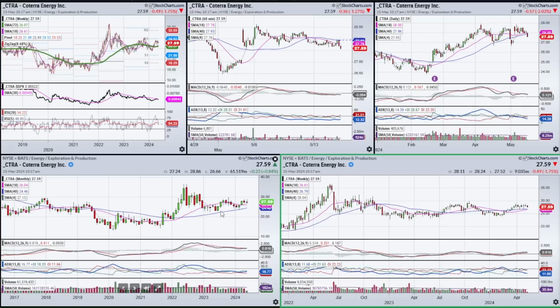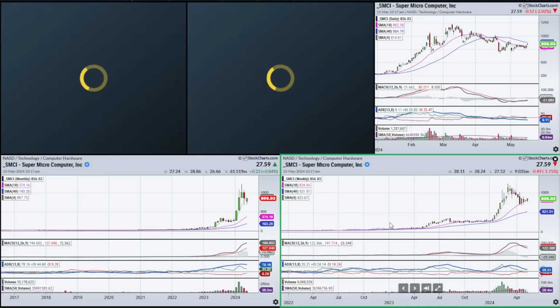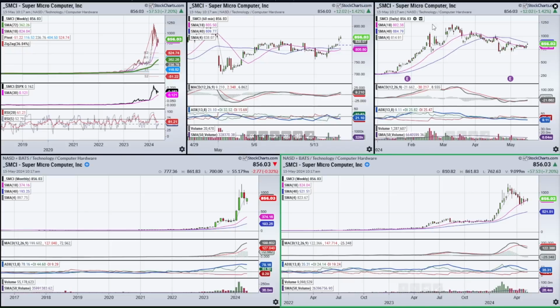I just don't think there's any other way to enter this at this point, but it is holding up really well. Definitely one to keep on the watch list and maybe put an alarm in. So I did want to talk about this SMCI.